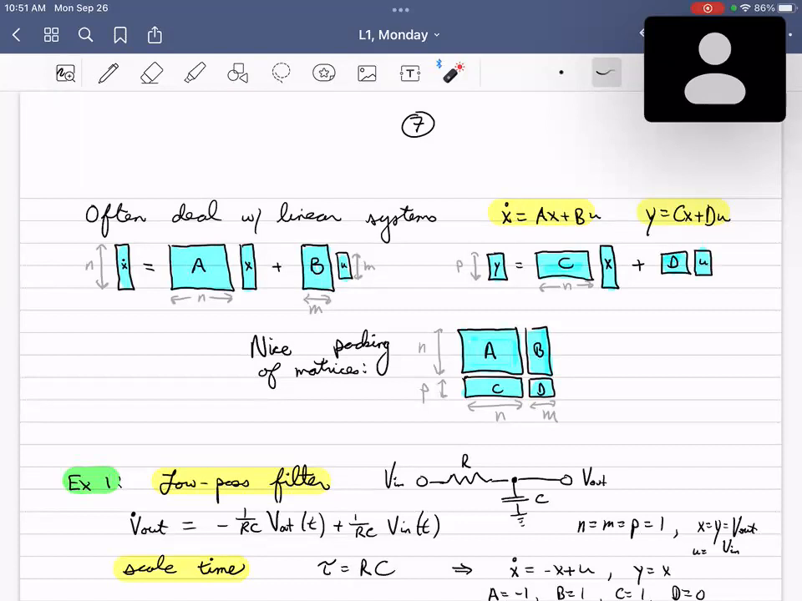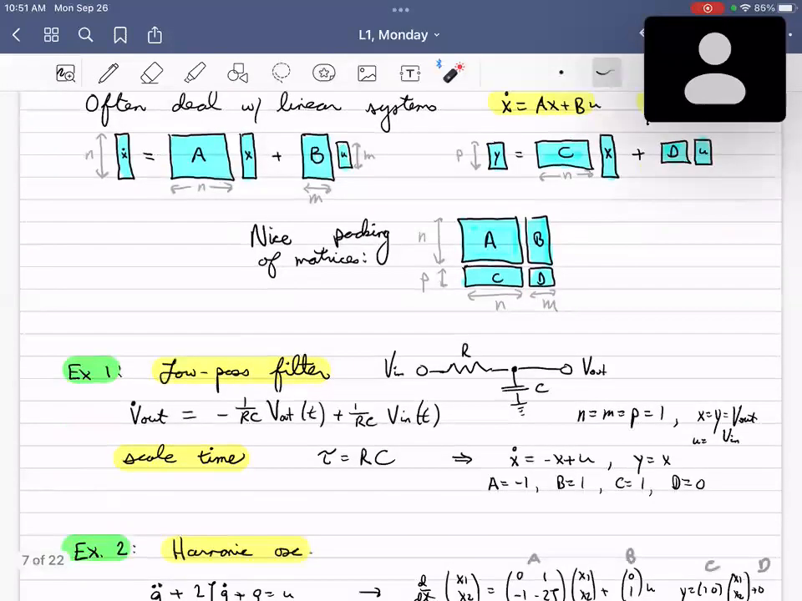You can actually fit these all into some giant matrix that's n plus p by n plus m. It's sometimes an efficient way to store a linear system in a computer program, but it's also a visualization of the inputs and outputs.